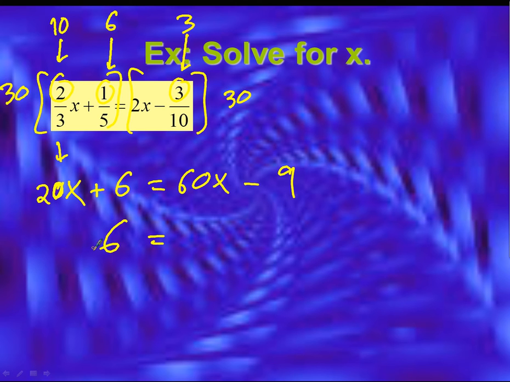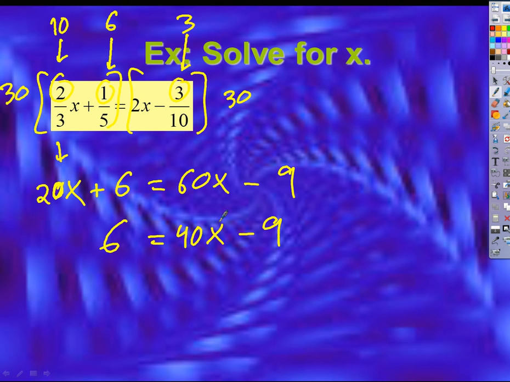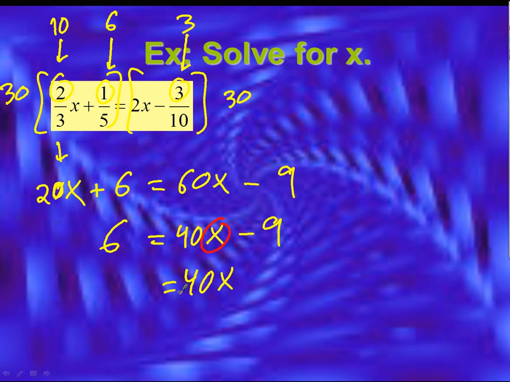The 20 is going to go away. What about over here? 40x minus 9. Good. 60x minus 20x is 40x minus 9. Now I've got it down to where I've got a single x that I can isolate. So what do I do to isolate it? Add 9. Good. So 40x equals, the 9's gone. What's on the other side now? 15. And then I've got to get rid of that 40, push it to the other side. How do I do that?